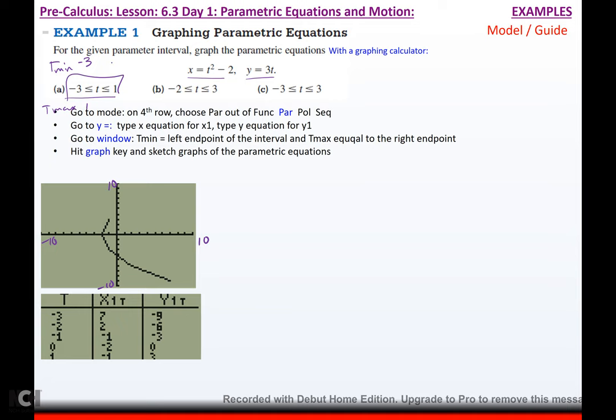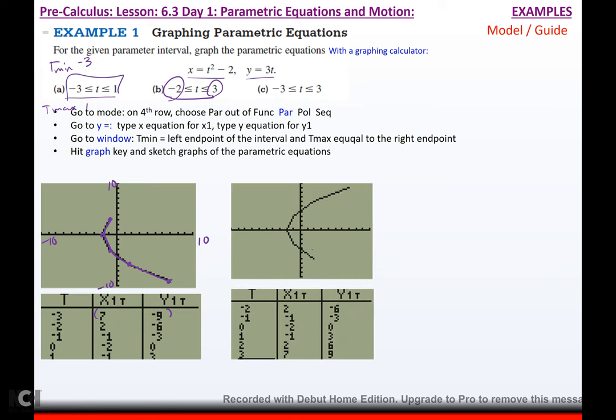And you can see, just like we did, it only graphs between negative 3, which was 7, negative 9, and then the negative 2, 0, and then the negative 1, 3. So it stopped right there, just like we did. Okay? You already have the equations typed in, so for B, all you have to do is change your t min to negative 2 and your t max to 3. And you should get what we got.